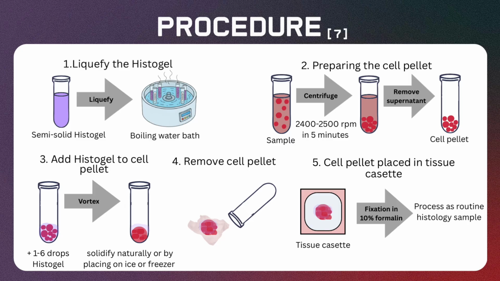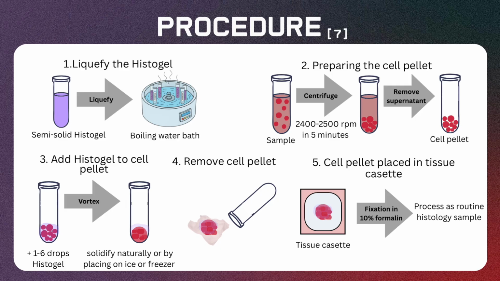Next, the second step, which is preparing the cell pellet. The specimen is centrifuged for 5 to 10 minutes at 2400 to 2500 rpm to concentrate the cells into a pellet. After centrifugation, the supernatant is carefully decanted, leaving a compact cell pellet at the bottom of the tube.